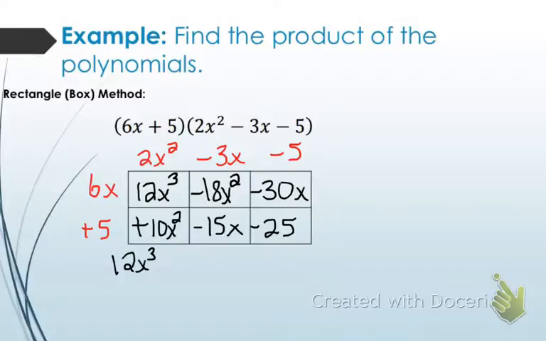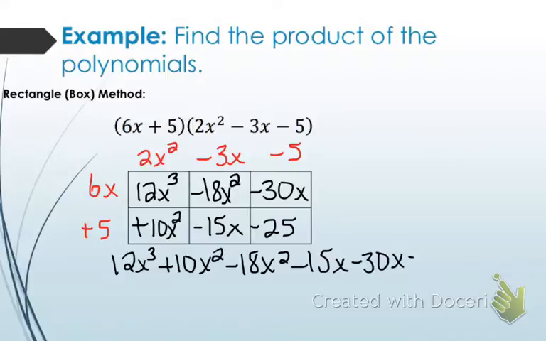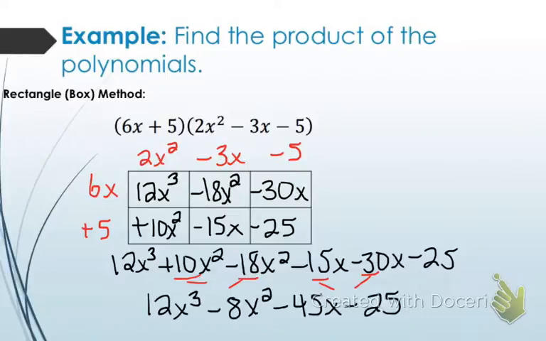Okay. So, I'm going to go ahead and write this out in standard form, so descending order. And then minus 15x, minus 30x, doesn't matter which one comes first. At the end, minus 25. Okay. So these two are like terms. These two are like terms. Combining everything, and this is the final answer. Pretty long polynomial.